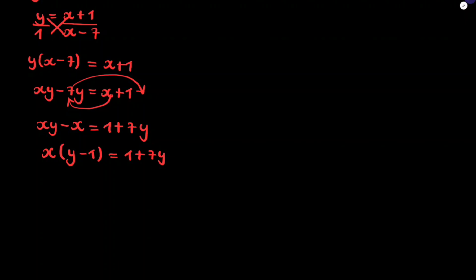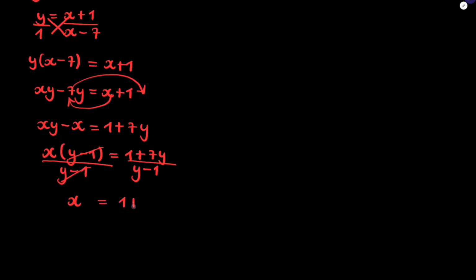Okay, so from here, since we have factored out x, we can finally make it the subject of the formula by dividing both sides by y minus 1. So here we'll also have y minus 1, so it will cancel there. So we will be left with x equal to 1 plus 7y divided by y minus 1. Okay, so that is what we have.